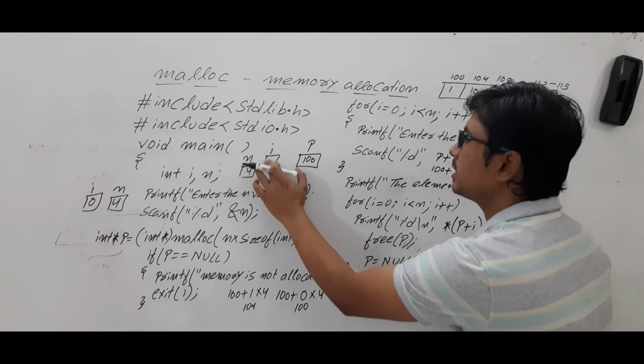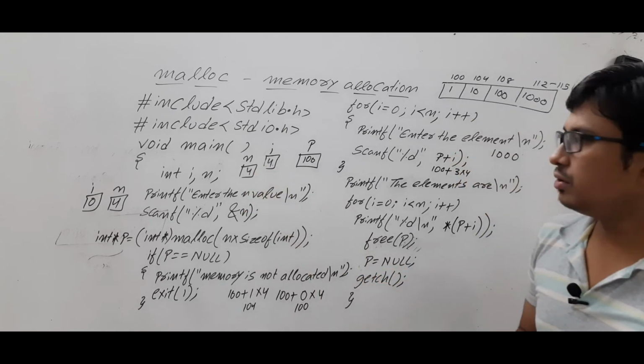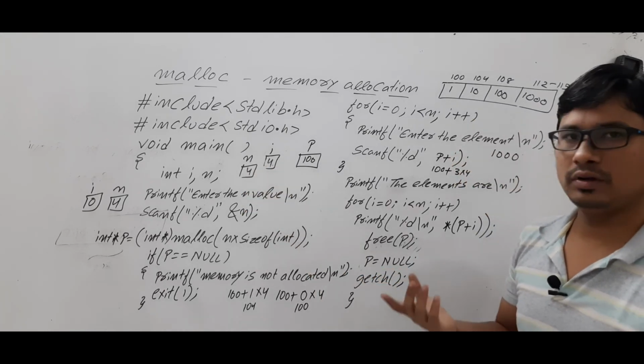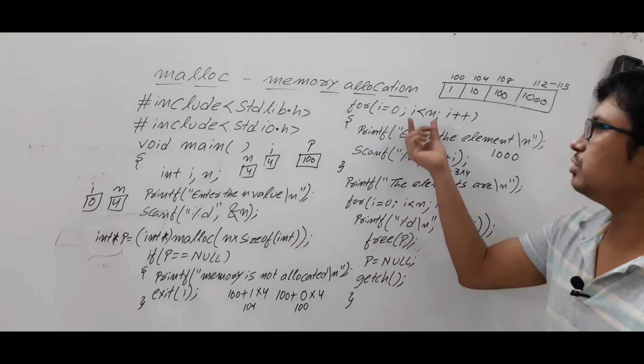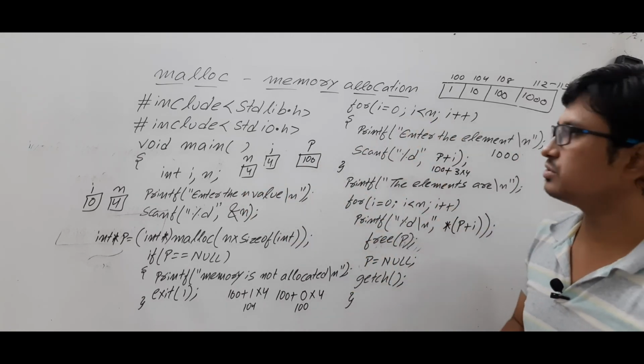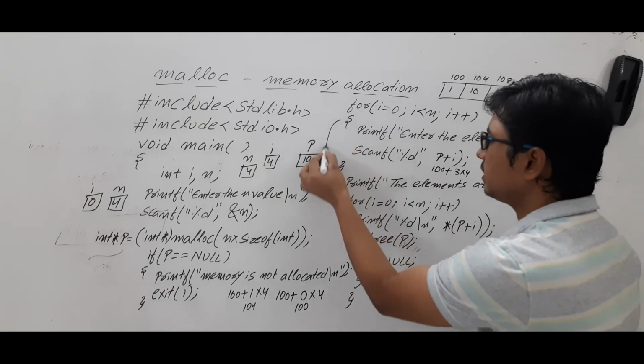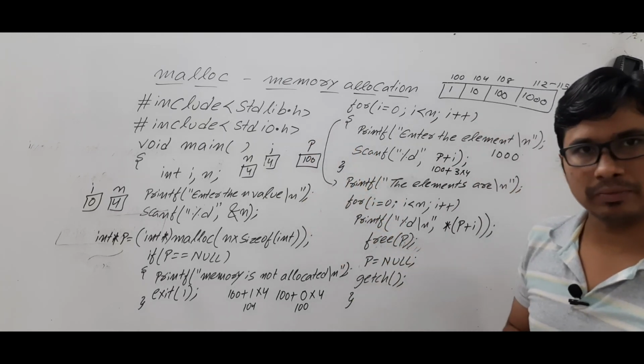Now the I value will become 4. Now is 4 less than 4? No, because the I value is 4, and the n value is also 4. 4 is equal to 4, 4 is not less than 4. So this condition is failed. Once this condition is failed, it will come out of the for loop.